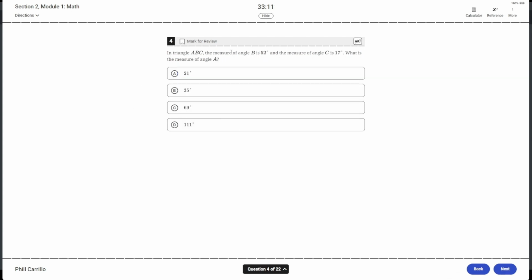In triangle ABC, B is 52, C is 17. What is A? Well, oh, bloody hell. 52 plus 17 is not a nice number, is it? 69. Okay, I spoke too early. 69, 180 minus 69 has to be this. What is A? Yeah.